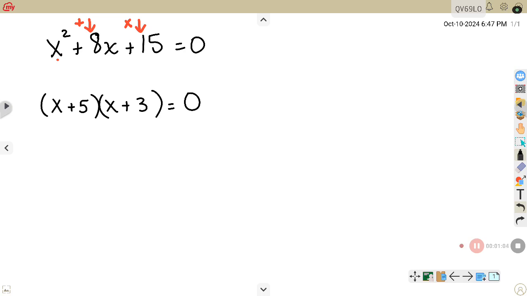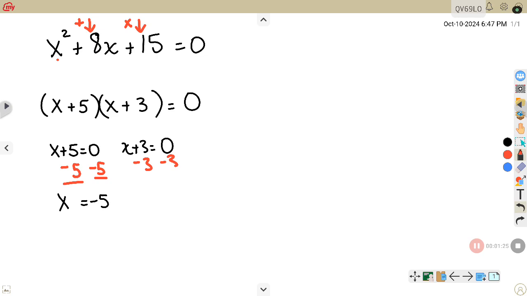Then once I got my factors, I would set each of those equal to 0 and solve them for x. So here on the first one, I would subtract the 5 from both sides. That would give me x equals negative 5. And here I would subtract the 3 from both sides to get x equals negative 3. So the two solutions, or the two zeros of this equation, were negative 5 and negative 3.